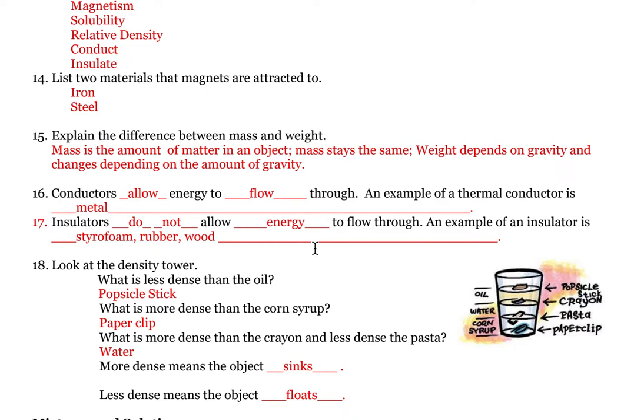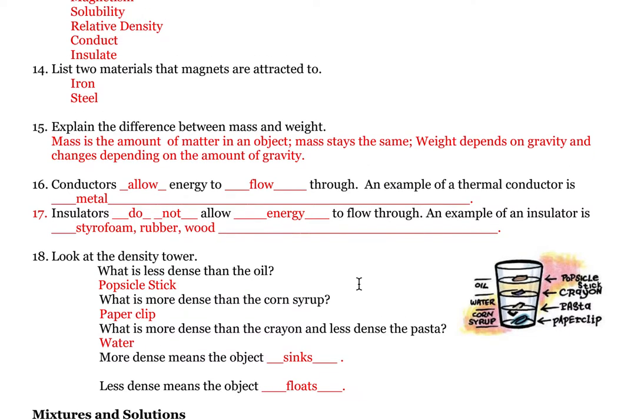Number 17, insulators do not allow energy to flow through. An example of an insulator is styrofoam. Another is rubber, and another is wood. One of the other ones we tested was plastic. That's another good example of an insulator. It does not allow energy to flow through.